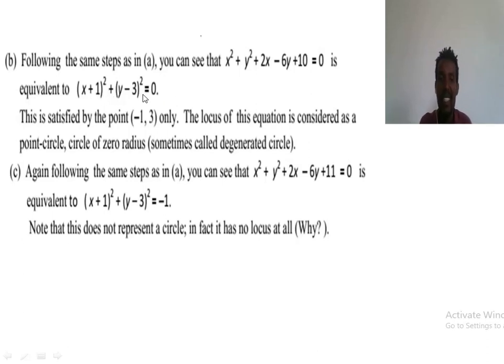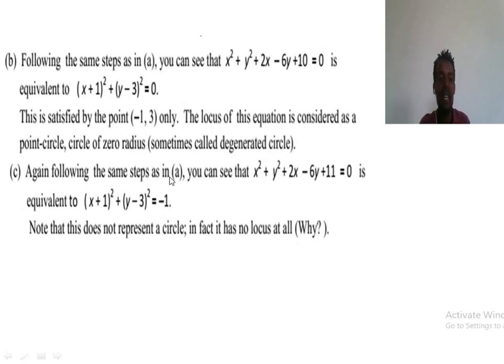ስለዚህ ይሄንኛው ኢኩዌሽን ሎከስ አለው, that means ሴንተሯ -1, 3 ብቻ ማለት ነው. ይሄንን ፖይንት satisfy ታደርጋለች. and the locus of this equation is considered as point circle ወይ ደግሞ circle of zero radius, or sometimes we say this as degenerate circle ማለት ነው.